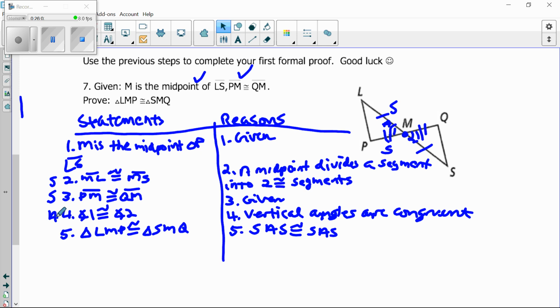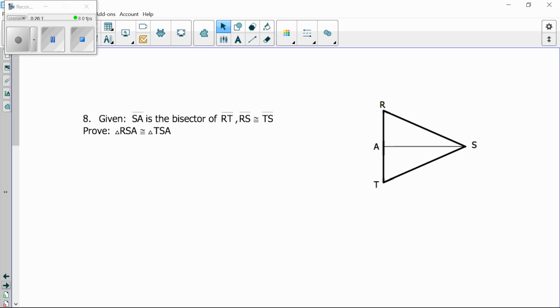So, children, that is our first proof. We're going to look at one more, and then Mrs. Fritz is done, and she is recording this bright and early on a Saturday morning for all you lovely children. Hope you appreciate it. Next page.